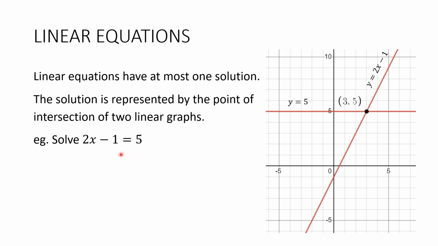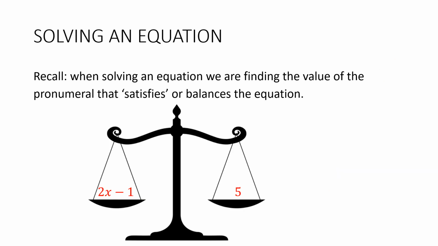Let's solve this algebraically. We'll take this -1 over the other side. So 2x is equal to 6. Divide both sides by 2. x is equal to 3. Now remember, when we're solving an equation, we are finding the value of the pronumeral that satisfies or balances that equation. So if we put x is equal to 3 in here, on the left-hand side we'll have 5, and on the right-hand side we'll have 5. But if we choose any other value for x, we're going to have an imbalance here. That solution will not satisfy the equation.